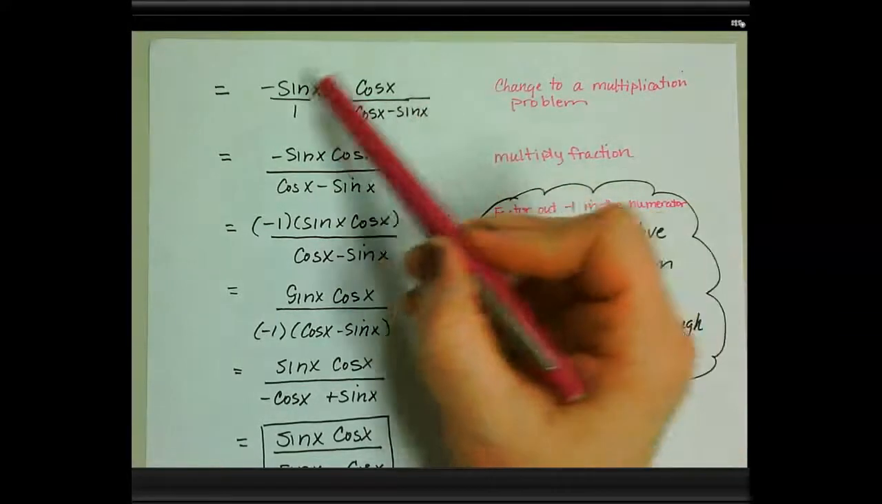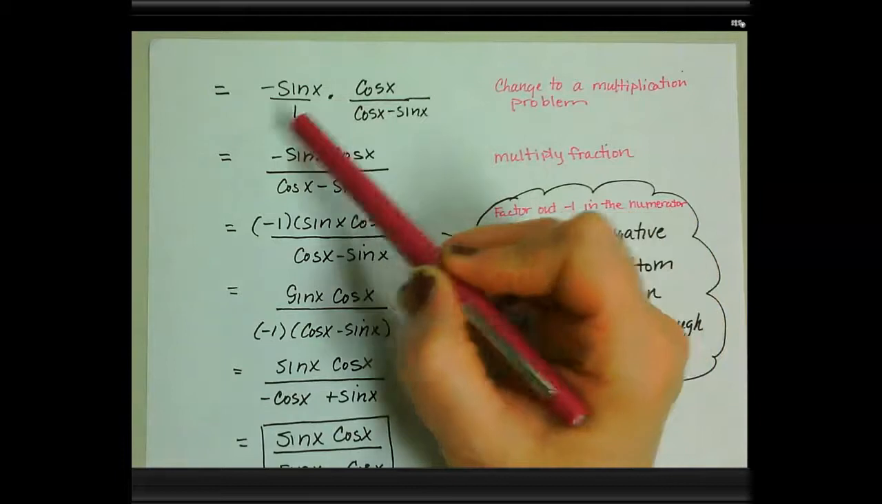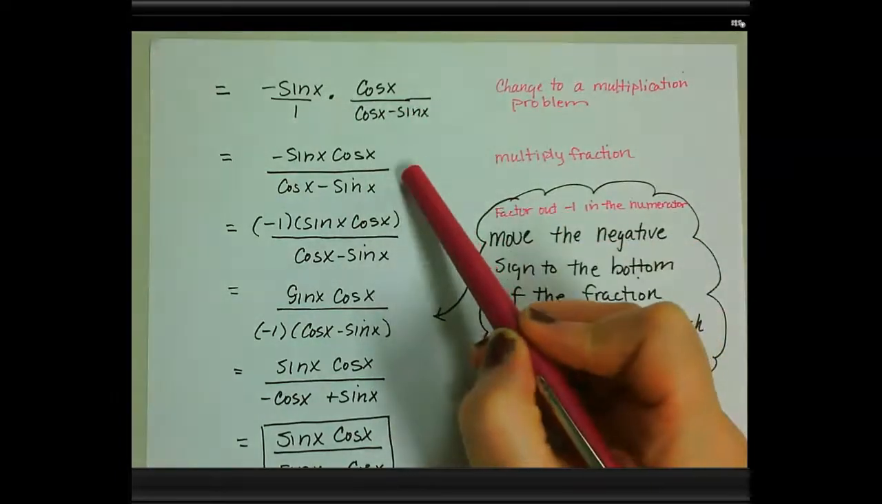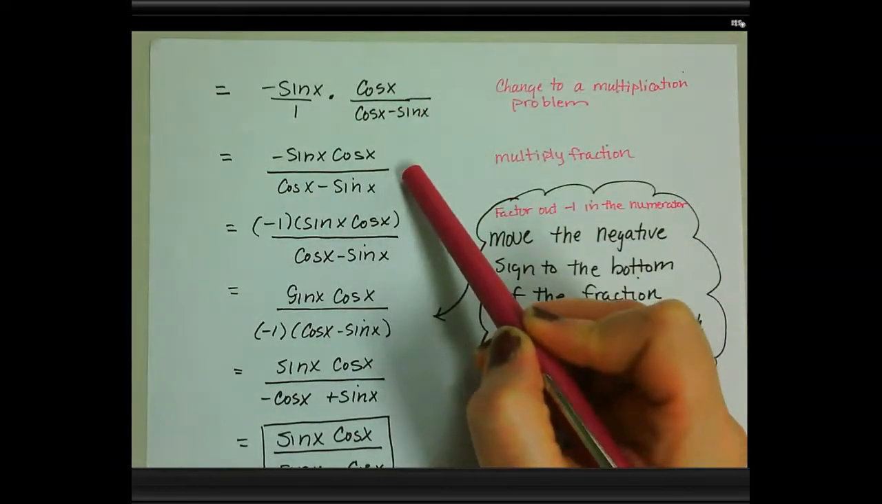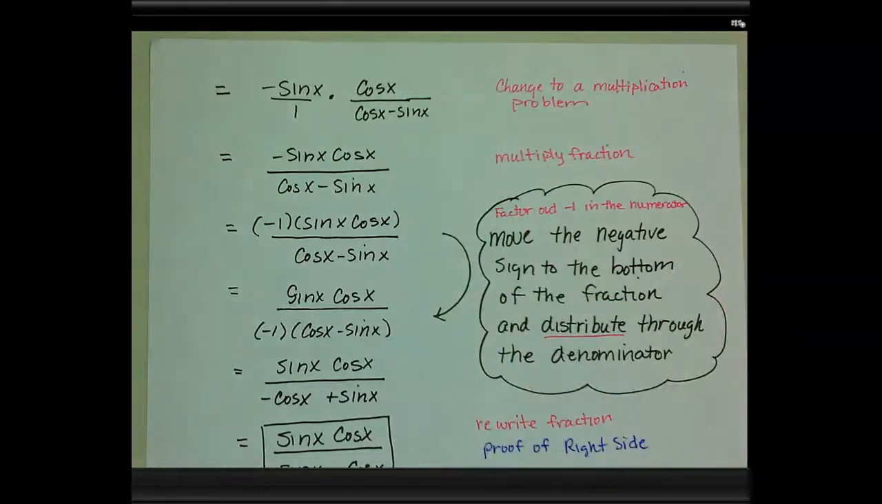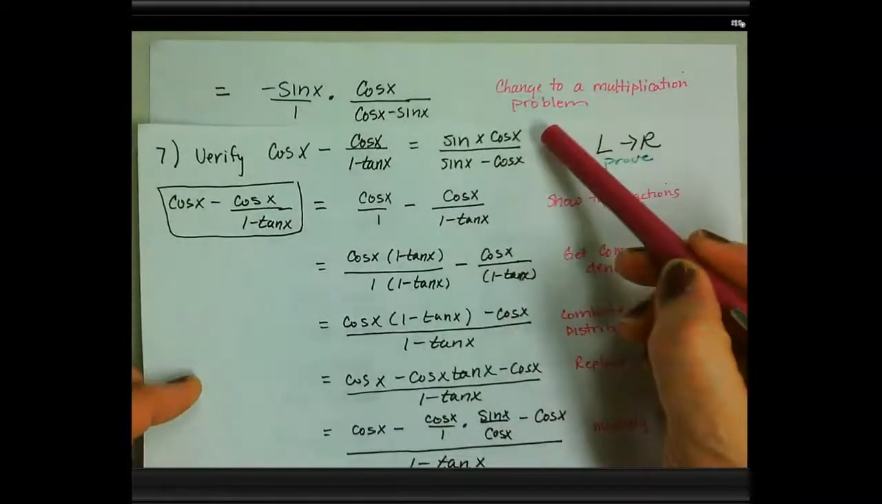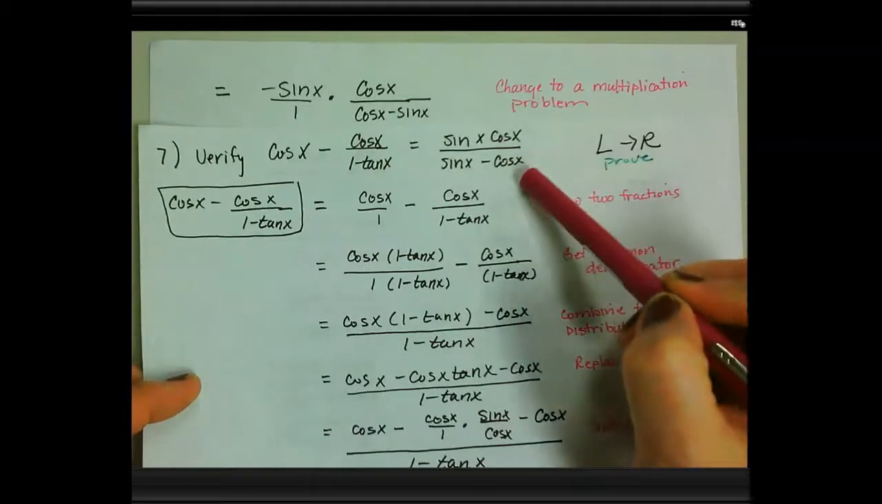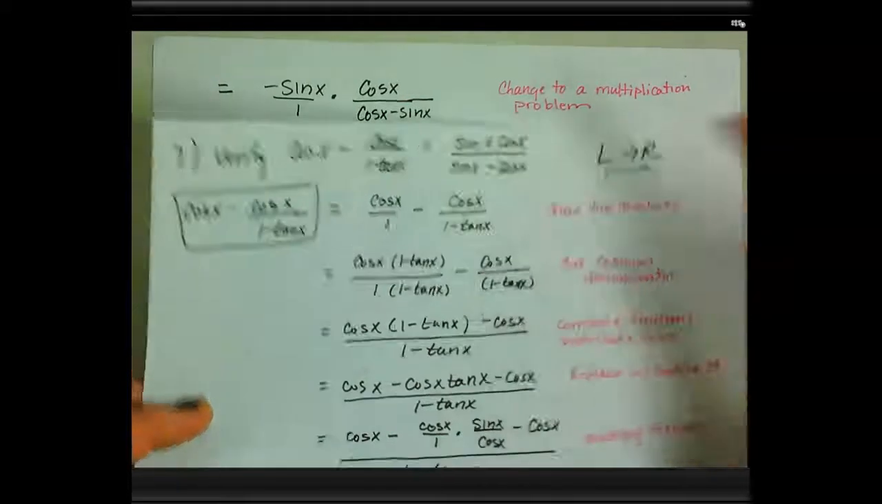So we can put them together, multiply the top times the top and the bottom times the bottom. So I get negative sine x cosine x over cosine x minus sine x. As I'm looking at this, I know it seems like an awful long time since we started at the top of this, but notice up here I have a sine x minus cosine x in the bottom. That's what I'm trying to prove.